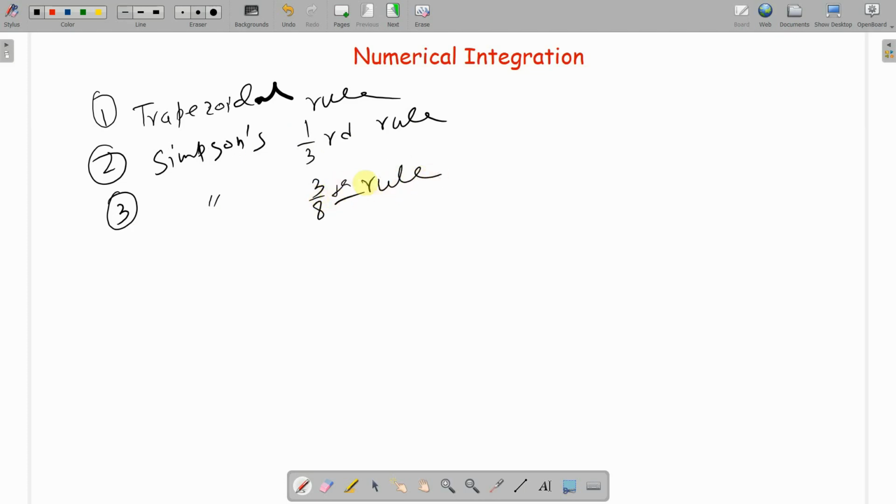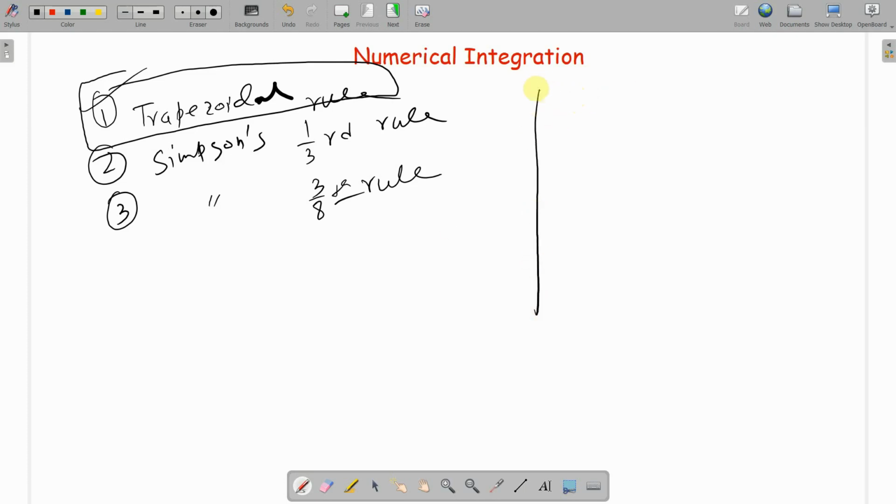In today's class I'll be discussing only the trapezoidal rule. Before discussing the trapezoidal rule, let me refresh your memories regarding integration. What do you mean by integration, and why is integration required? Let me discuss the introduction of regular integration, not the numerical one. So why do we do integration? Anyone?